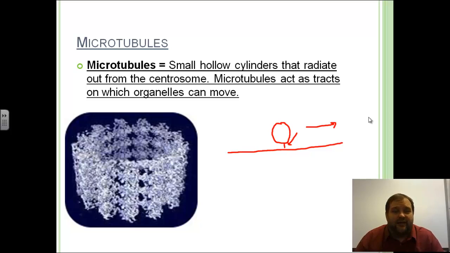That's the cytoskeleton. This has been lesson 4E, and that ends our lessons for Unit 4.